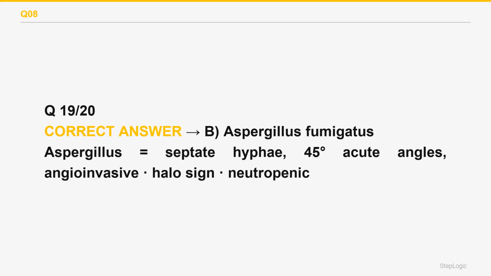The correct answer is B. The critical contrast is with Mucor, choice C, which causes mucormycosis with non-septate, broad, ribbon-like hyphae, branching at wide, roughly 90-degree angles, classically in diabetics with DKA, invading the sinuses and brain. Septate, 45-degree, acute angle branching equals Aspergillus. Non-septate, 90-degree wide angle equals Mucor.